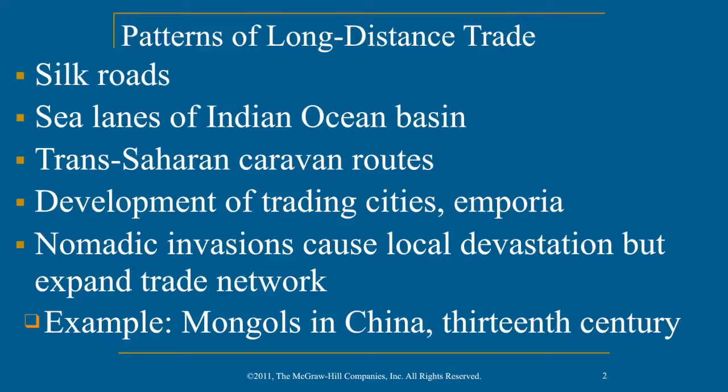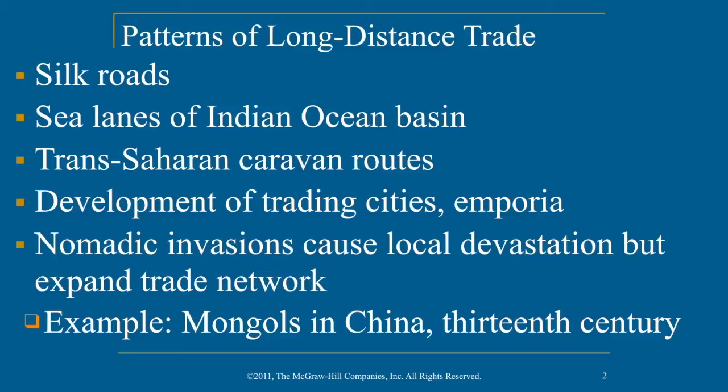Along the Silk Road, we had Rome at its height, trading all the way as far as India, and goods that were in India eventually moved on to China. And we had goods from China moving into Europe all over the place. And this was facilitated through an overland route.